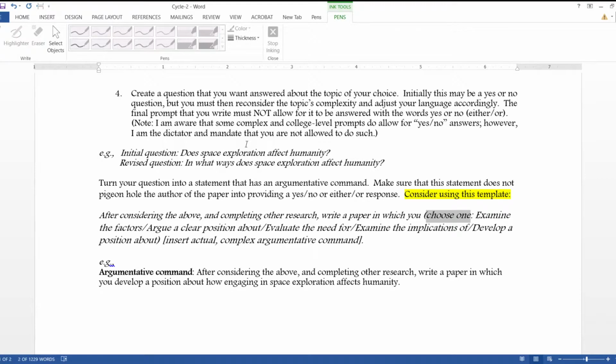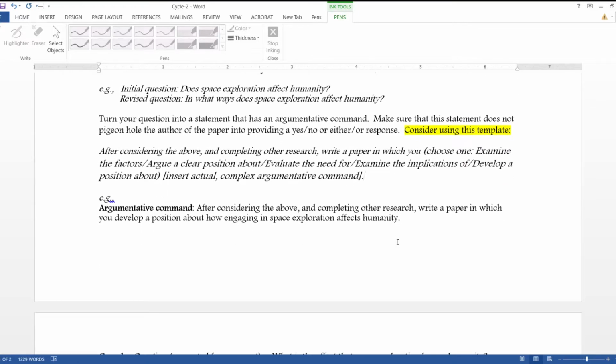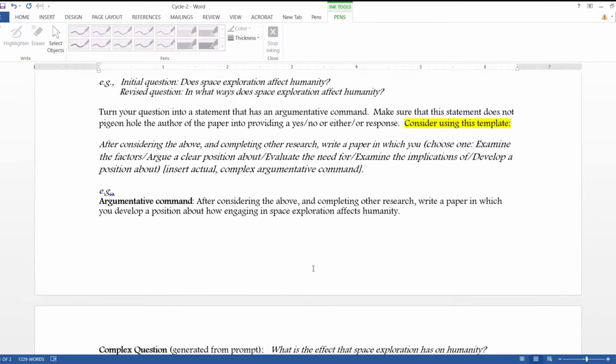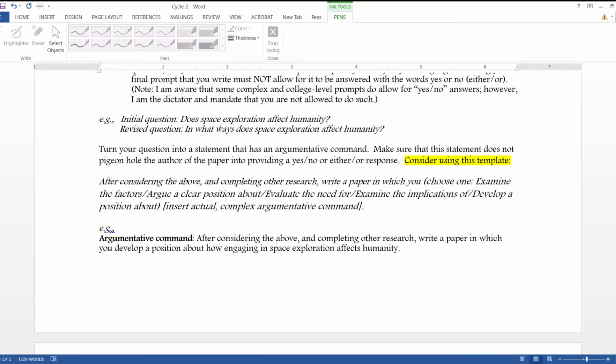So we're taking this question here that's not answerable in yes or no, and what we're doing is we're turning it into a statement that we're tagging on the end of the rest of this template here. Okay? If you have questions about that, please make sure to see your junior or senior paper instructor. So you'll notice that what I did was I took this question, in what ways does space exploration affect humanity, and I turned it into this command.